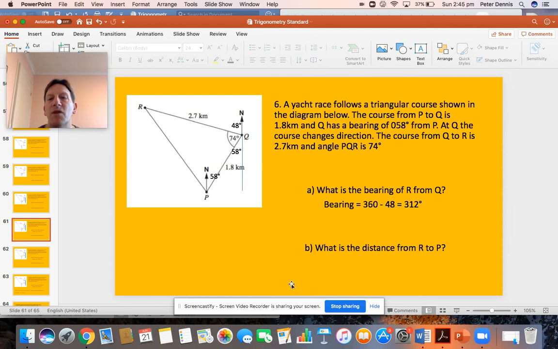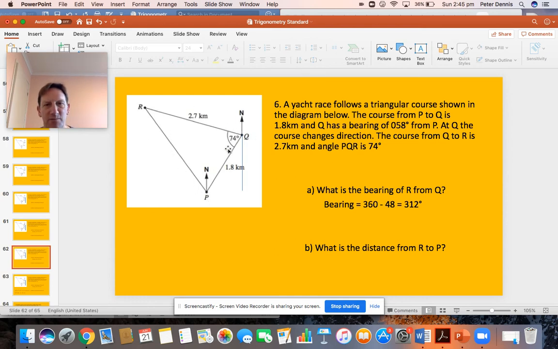The next question, what is the distance from R to P? So it's this distance. Let's clean up this diagram. And in the HSC, they always talk about students trying to draw the diagrams too small. Use the paper that they give you. So let's clean up this diagram a bit. This is what we're after. Now it looks quite easy.